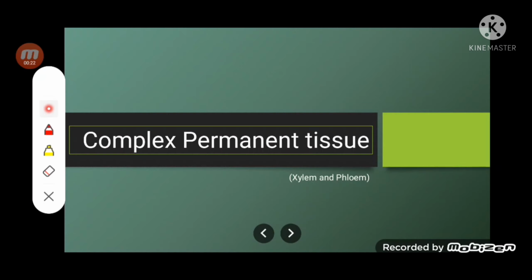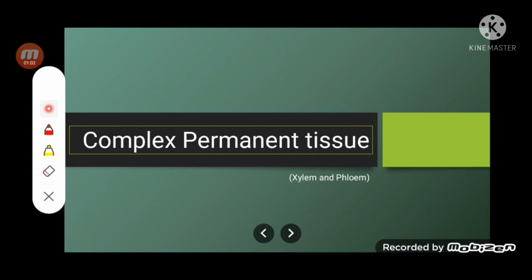Whereas we have studied in simple permanent tissue that they are made up of only one type of cells, which are structurally and functionally similar. But here in complex permanent tissue, what's the difference? They are made up of different kinds of cells, meaning more than one type of cells. They group together and work as a unit, in a coordinated manner. And xylem and phloem, the two types of tissues, come under this complex permanent tissue.